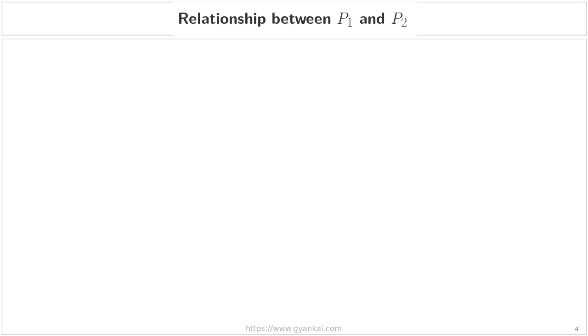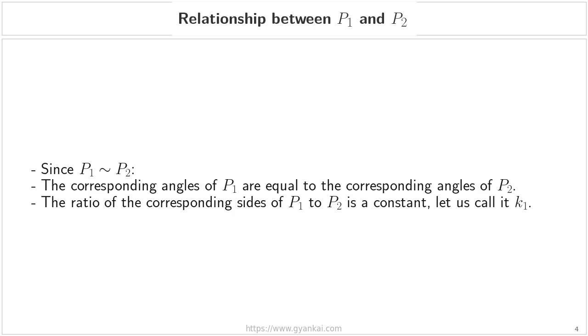Relationship between P1 and P2. Since P sub 1 is similar to P sub 2, we can rely on the fundamental rules of similarity that we've studied before. First, this means that all the corresponding angles of P sub 1 are exactly equal to the corresponding angles of P sub 2. Second, it means that the ratio of the corresponding sides of P sub 1 to P sub 2 is a constant value, which we will refer to as K sub 1.